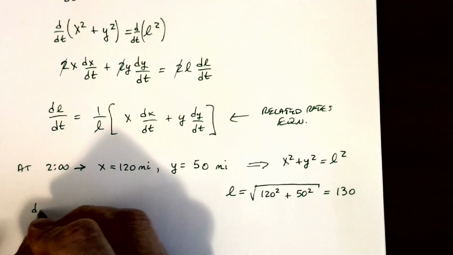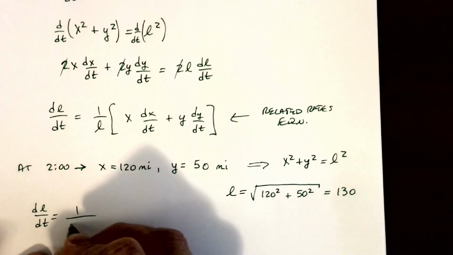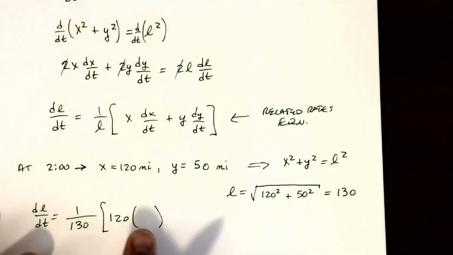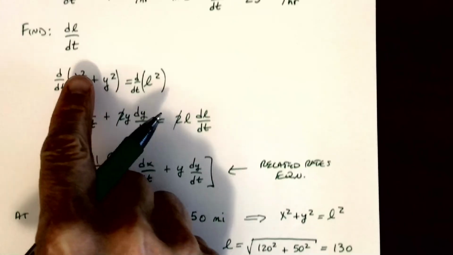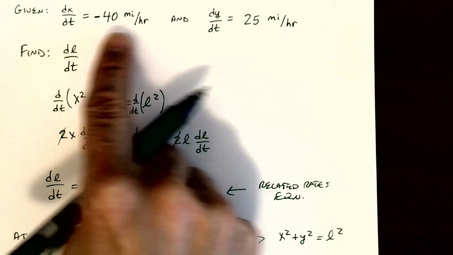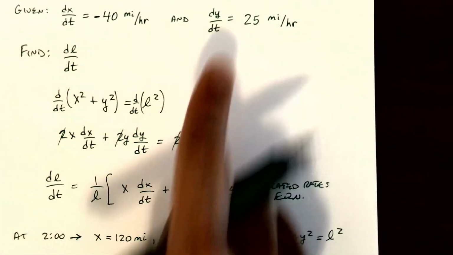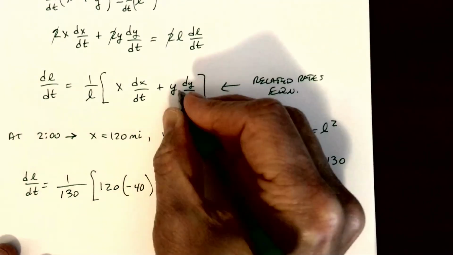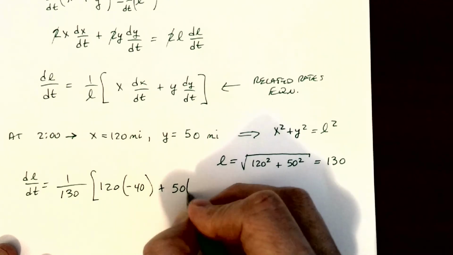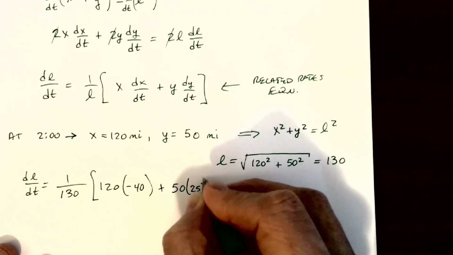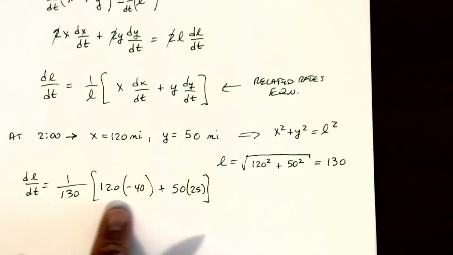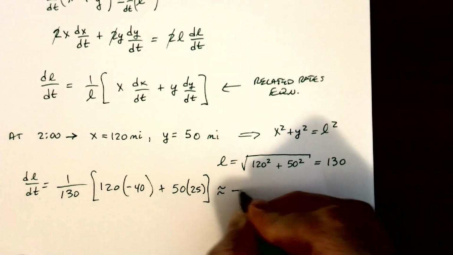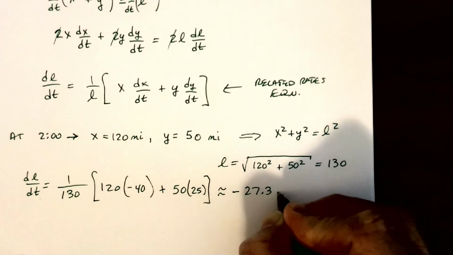And so at 2 o'clock, dL/dt, if I plug these values in, L is 130, x is 120. What was dx/dt? Do you remember? dx/dt is negative 40. dy/dt is positive 25. Plus y, which is 50, times dy/dt, 25. Okay, so I'll have you evaluate that. When you do, you get approximately negative 27.3 miles per hour.